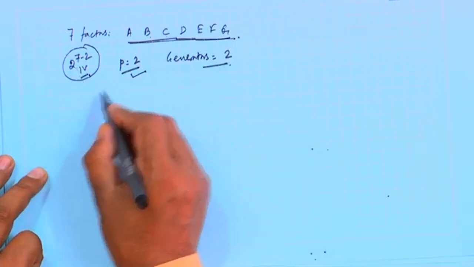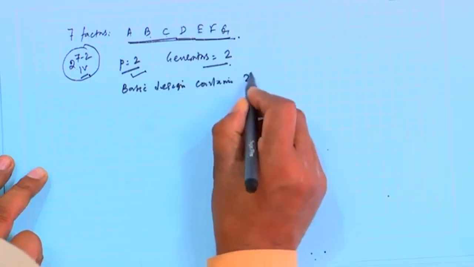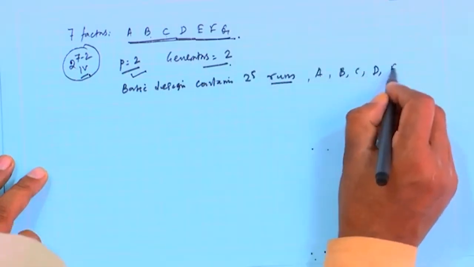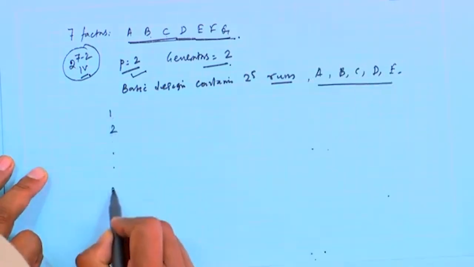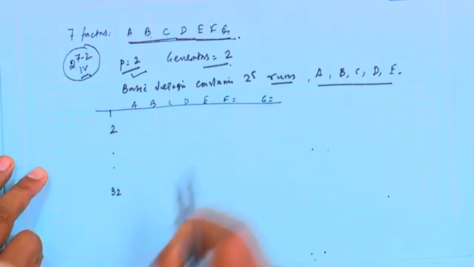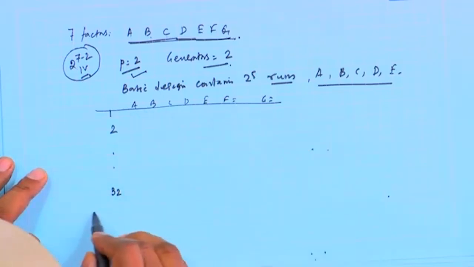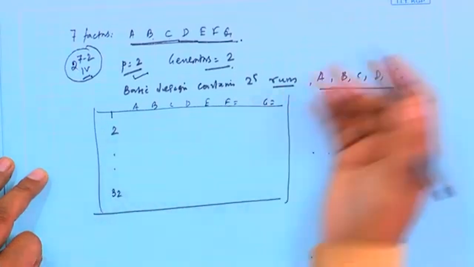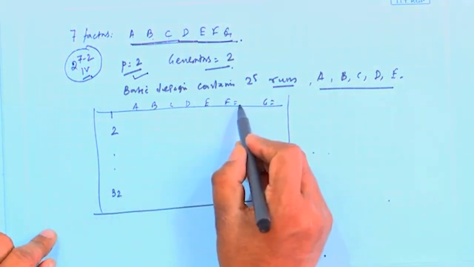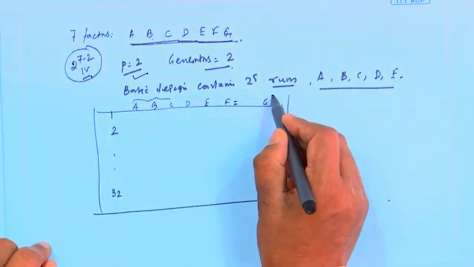So, the first basic design contains 2 to the power 5 runs. So, the first 5 factors A, B, C, D and E, what will happen? 1, 2 like this up to 32, your basic design A, B, C, D and E. Now, you have to choose F equal to and G equal to. So, there are plenty of options you can choose. Desirable that these will be confounded with higher order interactions. So, 3 and more are considered to be higher order interactions. So, you can generate F by interacting with ABC or confounding with ABC, G also confounding with BCD.